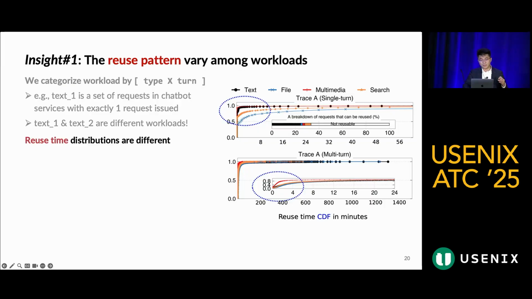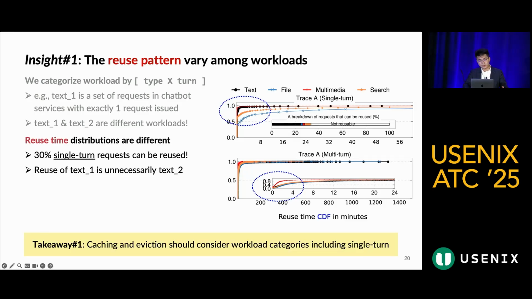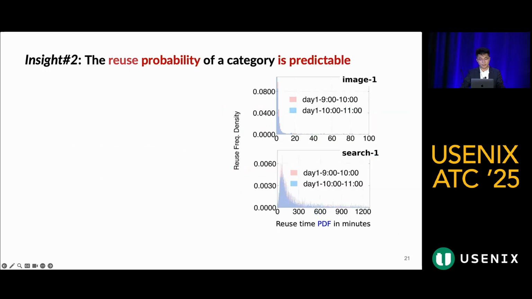Based on our taxonomy, we can see a distinguishable reuse time distribution from different workloads. This is shown in the CDF. An interesting discovery is that single-turn requests also contribute a lot of cache hits. This gives an important takeaway: caching and eviction should consider workload categories, including the single-turn requests.